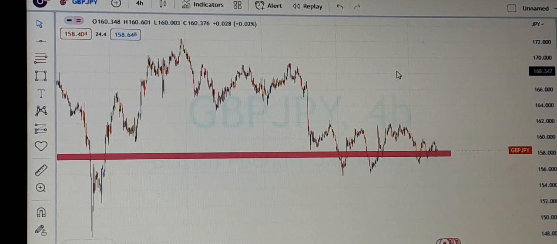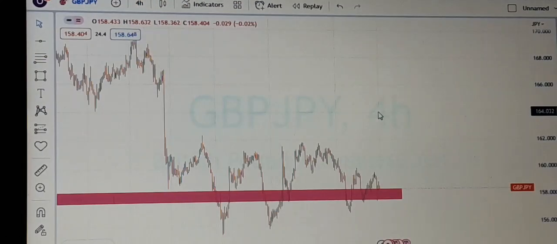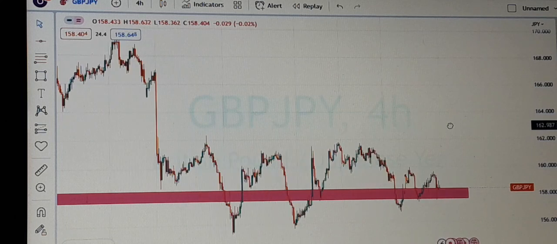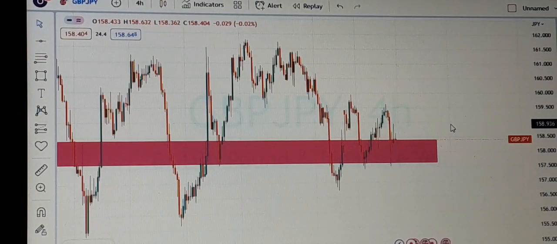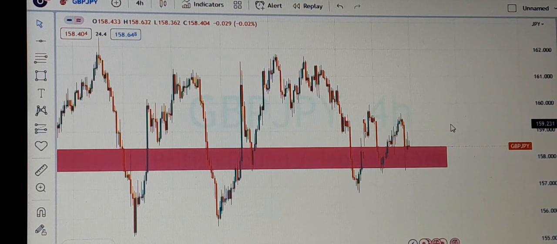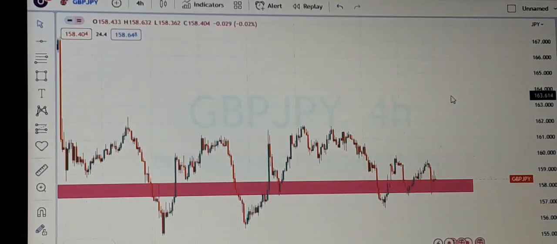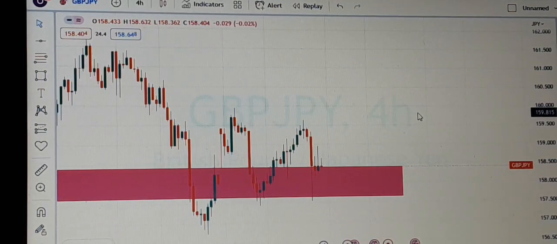So how do we trade using our zones? I've just shown you how to plot the zones using the Fib. Now, how do we trade using this particular zone? The first thing you need to look at is price action. What do I mean by price action? How are candles moving from that area?